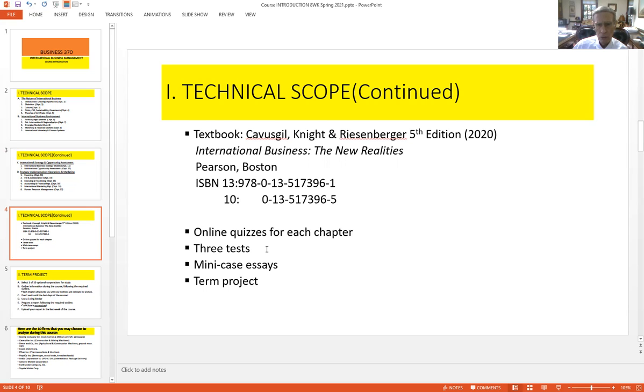I'm going to ask you to write a little essay to answer a question at the end of this what I call mini case. So just one question, and the purpose of this exercise is just to bring it fresh in your mind and give you a chance to actually consider how the principles in the chapter apply to real life situations.